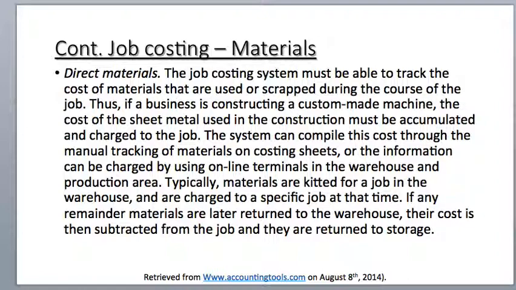The system can compile this cost through manual tracking of materials on costing sheets, or the information can be charged by using online terminals in the warehouse and production area. Typically, materials are kitted for a job in the warehouse and are charged to a specific job at that time. If any remainder materials are later returned to the warehouse, their cost is then subtracted from the job and they are returned to storage.